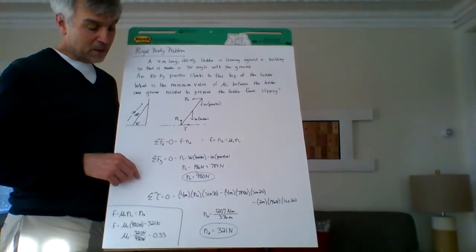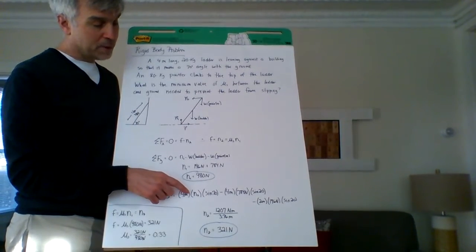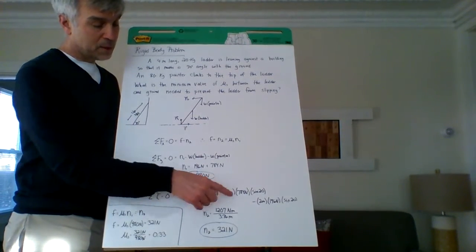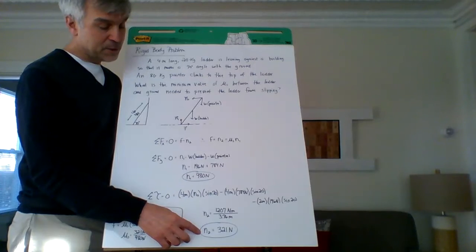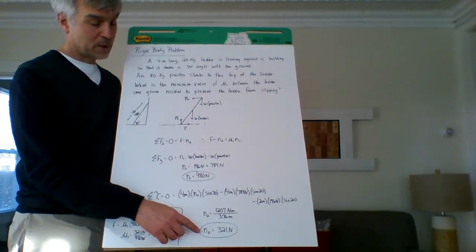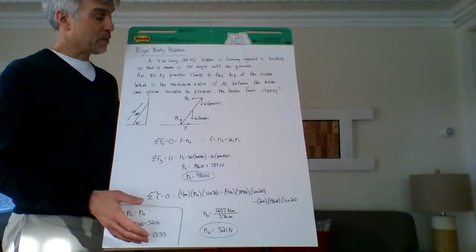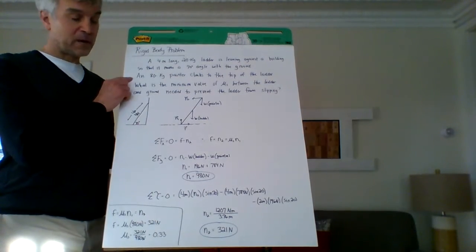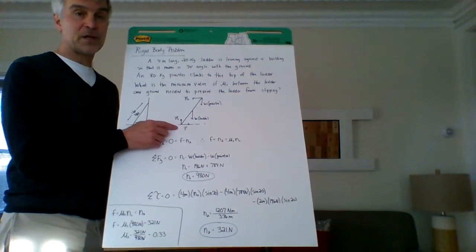So now you have an equation here with only one unknown, N2. You do some algebra and you get N2 equals 321 newtons. Now, the problem asked us to figure out the minimum coefficient of static friction here.